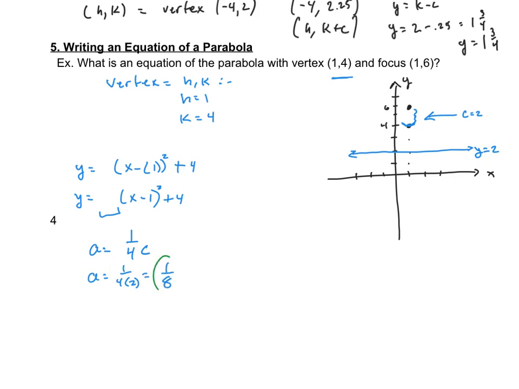I can take this amount and plug it in right here, and I know then that the vertex form of my equation is going to be y equals 1/8 times (x minus 1) squared plus 4. And there you go, there's the equation of the parabola.